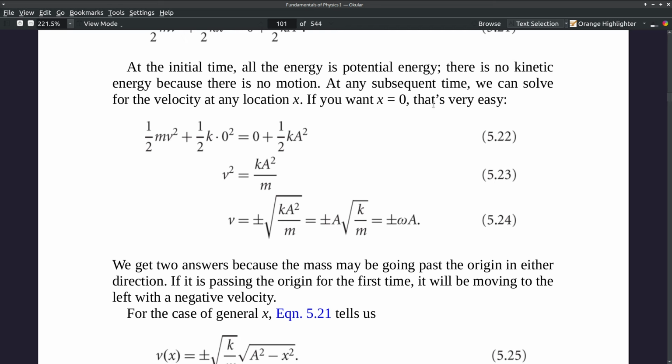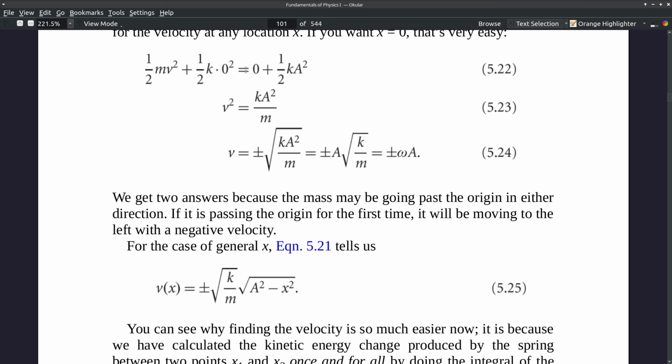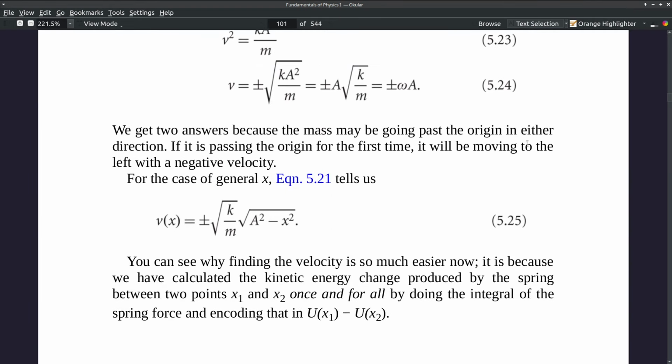If you want x to equal 0, that's very easy. 1/2 mv squared plus 1/2 k times 0 squared equals 0 plus 1/2 kA squared. Now the 0 cancels out on the left. You rearrange the variables, you get v squared equals kA squared over m. That simplifies to v equals plus or minus the square root of kA squared over m. And you pull out the A, that equals plus or minus A times the square root of k over m, and that simplifies to omega. So it's plus or minus omega A. We get two answers because the mass may be going past the origin in either direction, positive or negative direction. If it's passing the origin for the first time, it'll be moving to the left with negative velocity.